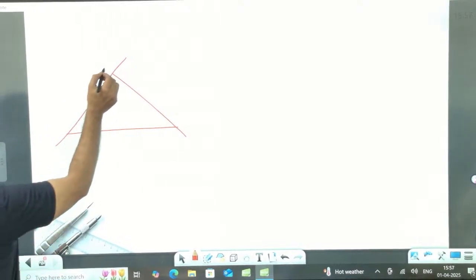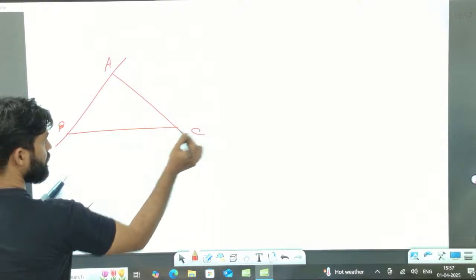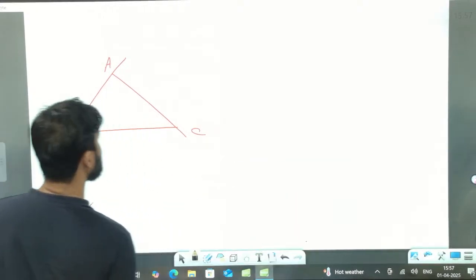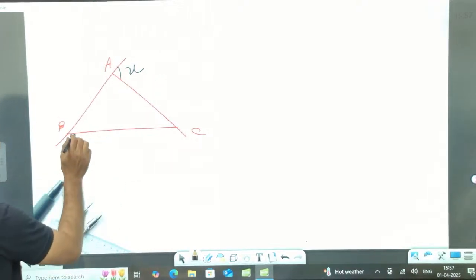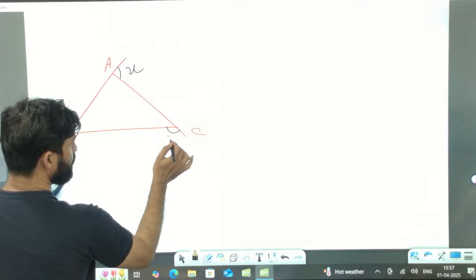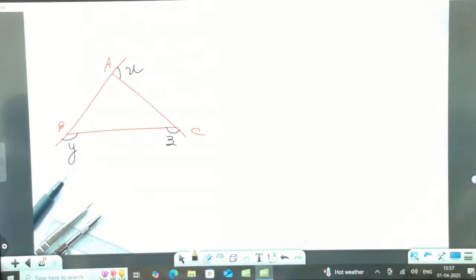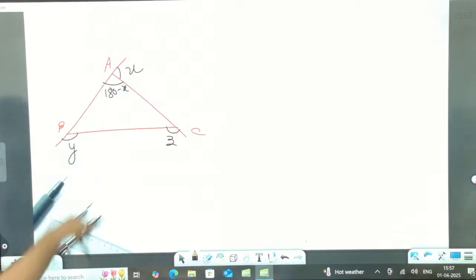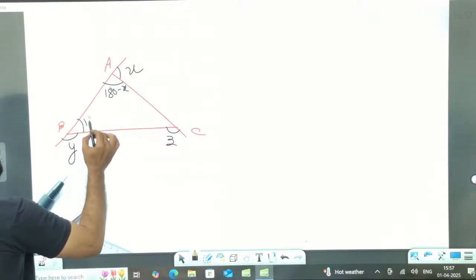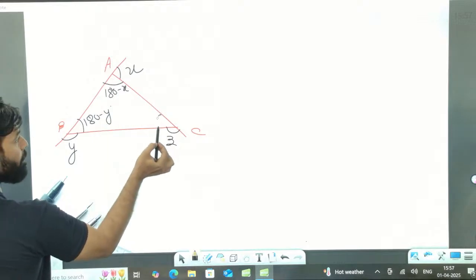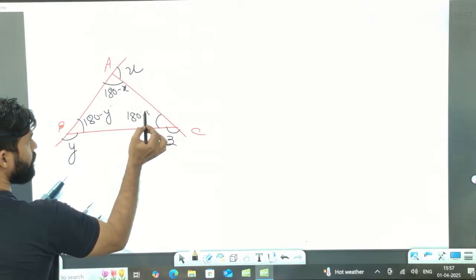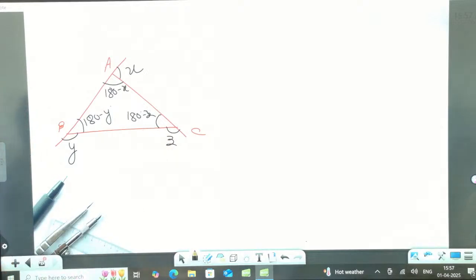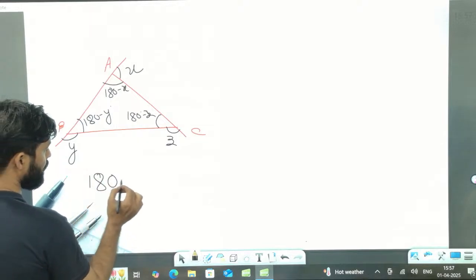So now this is A, B and C. If I name the exterior angles, this can be X, this is Y and this angle is Z. I can name this angle as 180 minus X, because it is an angle on a straight line. 180 minus Y and 180 minus Z. And you know one property, that the sum of the internal angles of a triangle is 180. So I can write 180 equals 180.